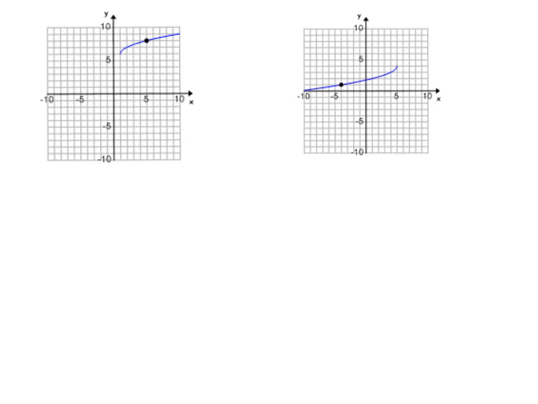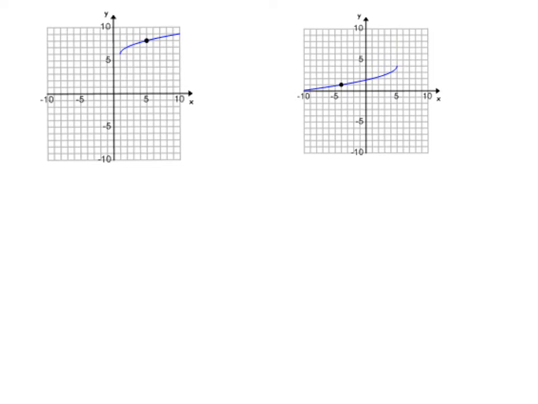Okay, so we're going to do the same thing we just did, but with these two graphs. These are both examples of what type of radical function? Well, they are square root graphs. They have a starting point and they curve in one direction. This one's going up and to the right, and this one, from the starting position, is going down and left.